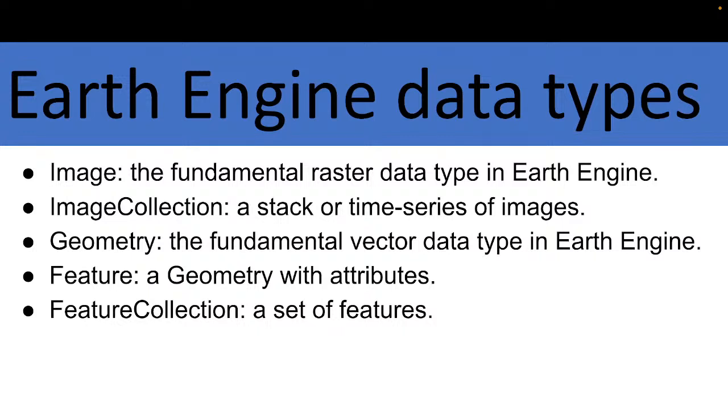Feature is a geometry with attributes. Attribute means information. Suppose I have a total of 5 points, and to these 5 points I add information. This point is for Dhaka city, this point for another city. When I add information to a geometry, it works as a feature. Then what is the feature collection? Feature collection is a set of features. So basically in Google Earth Engine, all the time we use these 5 types of data for remote sensing analysis: image, image collection, geometry, feature, feature collection.